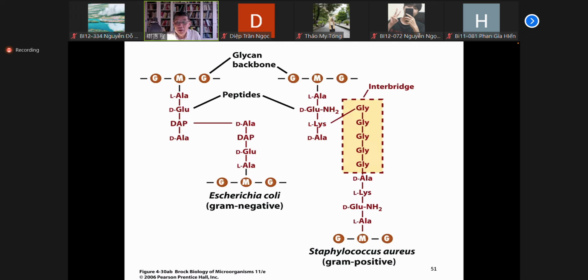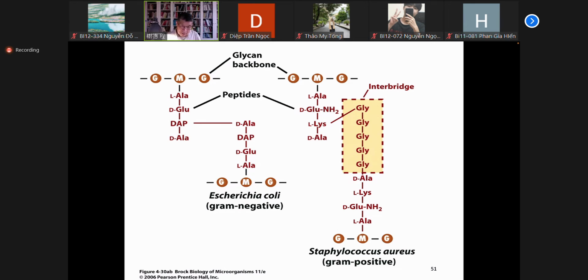Okay, after displaying the detailed structure of the glycan and the peptide, I will explain the difference between gram-positive and gram-negative peptidoglycan. There are minor differences between the gram-positive ones and the gram-negative ones. Each bacterium has its particular variations, and so we cannot remember all of this.